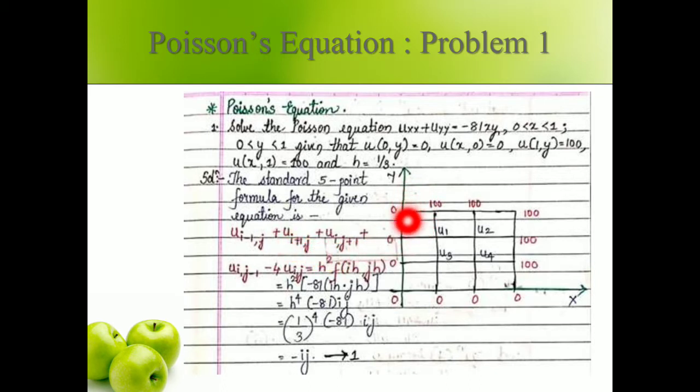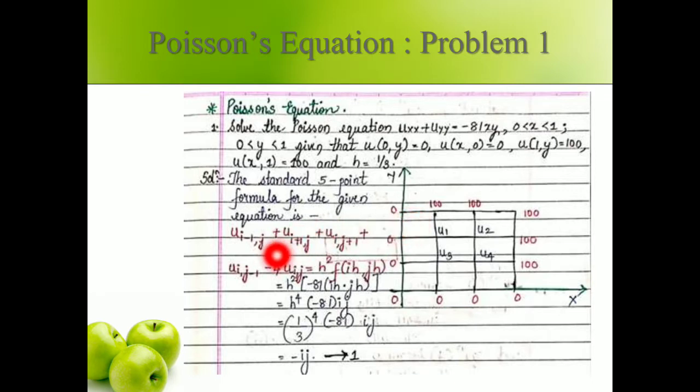Now you have to draw the table or a mesh like this. So you have u1, u2, u3, u4. The boundary values u(1,y) and u(x,1) are 100, so here 100, here 100, here 100, here 100 it will be.